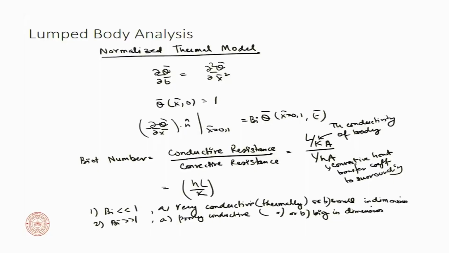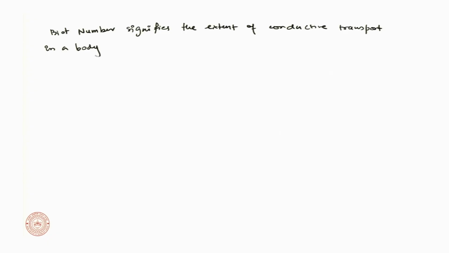Okay. The objective of this course is not just to go over this formulation, it is for you to realize and understand what each parameter means or how it behaves. So, you need to visualize. So, the Biot number signifies the extent of conductive transport in a body, right, over convective losses.